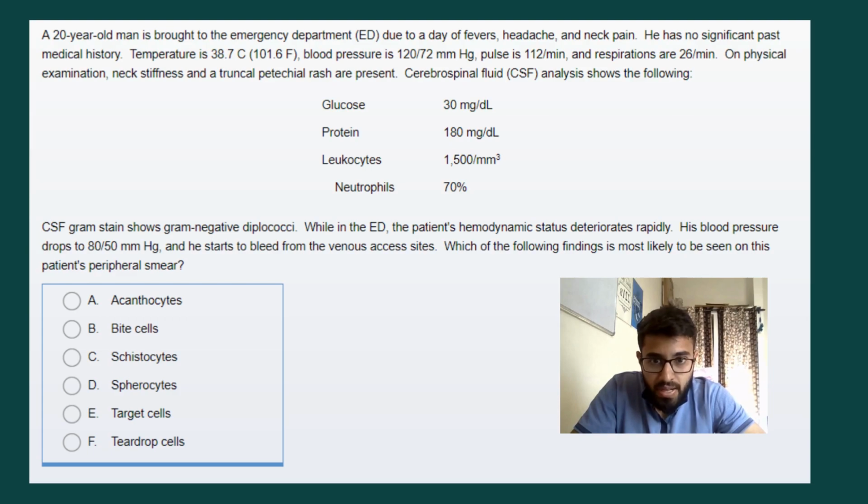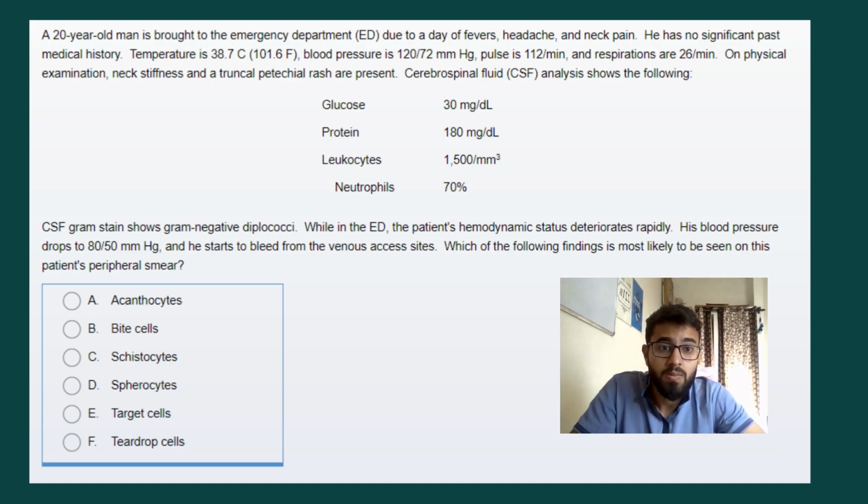Then he has given you clearly that he is starting to bleed from venous access sites. This one phrase tells me that if a patient is suffering from shock and is bleeding, the answer is DIC. So the only takeaway point you have to note from this question is that bleeding from the venous access sites is a buzzword for disseminated intravascular coagulation. That's it. That's the entire question.